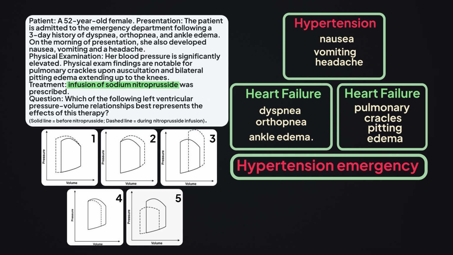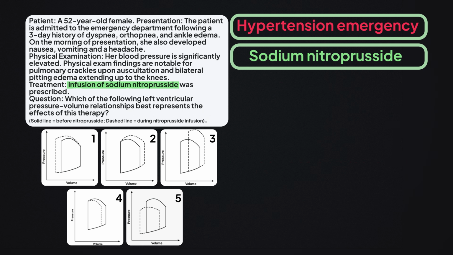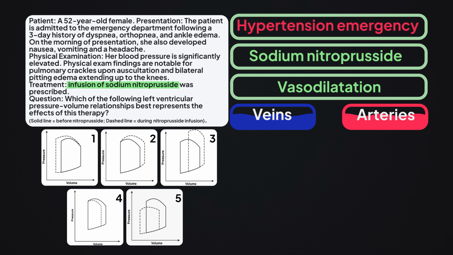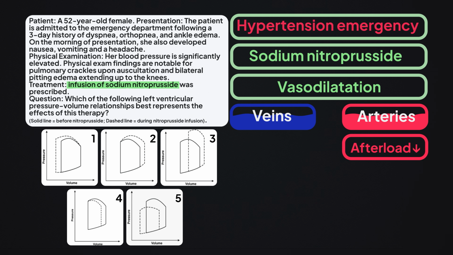Our drug of choice here is sodium nitroprusside. It works as a powerful vasodilator for both veins and arteries. Arterial dilation leads to a decrease in afterload. Venous dilation leads to a decrease in preload.